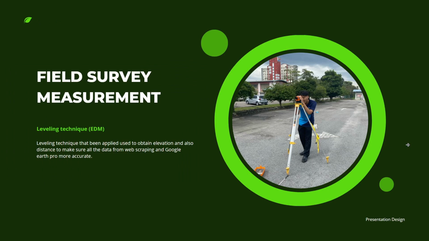For the field survey measurement, we use the leveling technique. In that figure, we use it on the parking lot to find the actual perimeter and area of the parking area, rather than take it from Google Earth Pro.